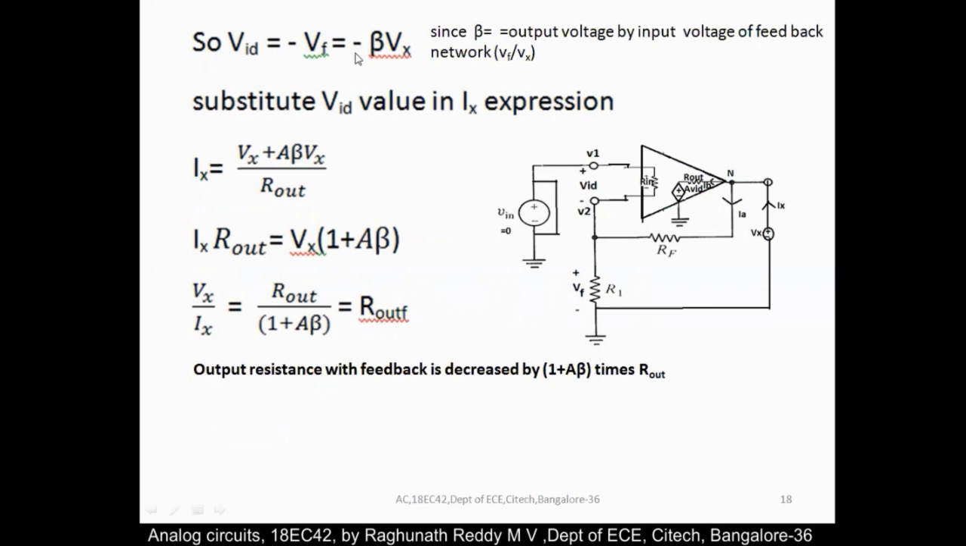Now substitute this value in the above expression. Ix equal to Vx plus A beta into Vx divided by Rout. In the numerator take Vx common. Ix into Rout equal to Vx into 1 plus A beta. We have to calculate Vx by Ix, which is Rout divided by 1 plus A beta, that is equal to Rof. Output resistance with feedback equals Rout divided by 1 plus A beta. It means that output resistance with feedback is decreased by 1 plus A beta times Rout.